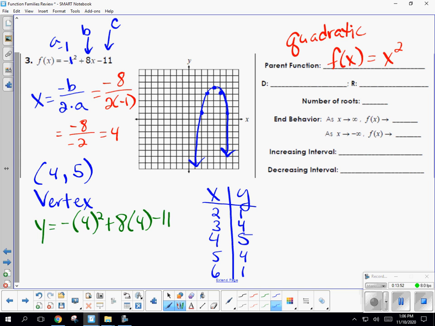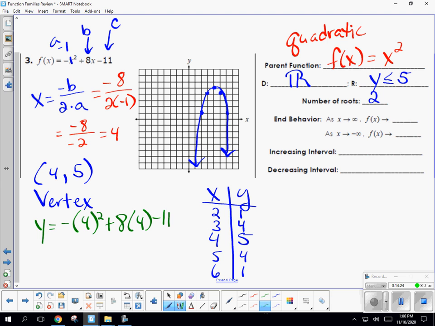All right, let's talk about the domain and range of this particular quadratic. The domain of this quadratic is all real numbers. The range depends on the y value of our vertex. Our y value of our vertex is 5. So my range is going to be y is less than or equal to 5 because it's opening down. The number of possible roots that we have here is 2. It can cross the x-axis 2 times.